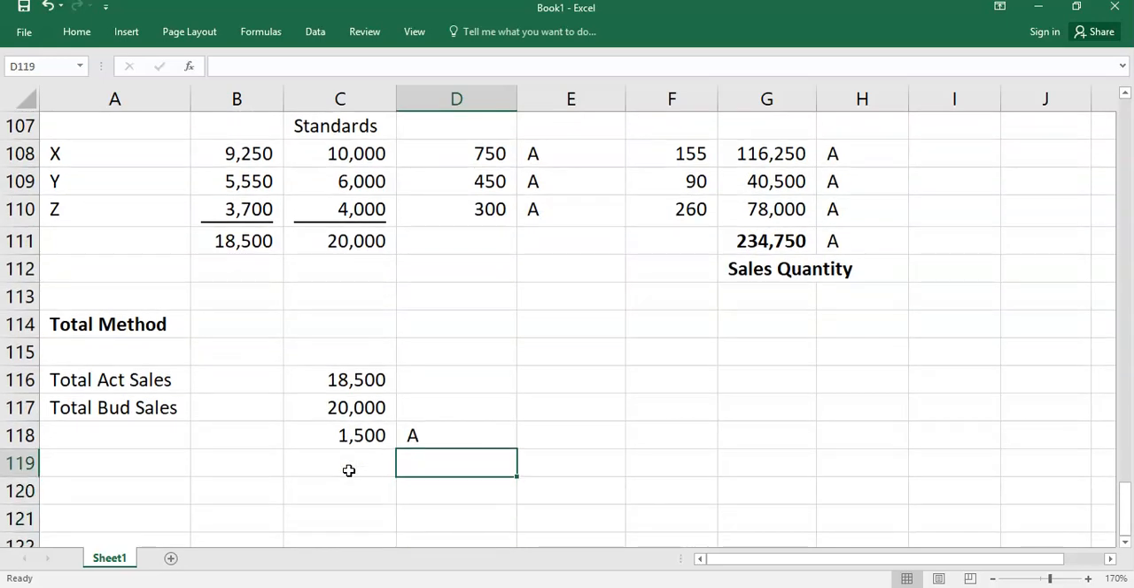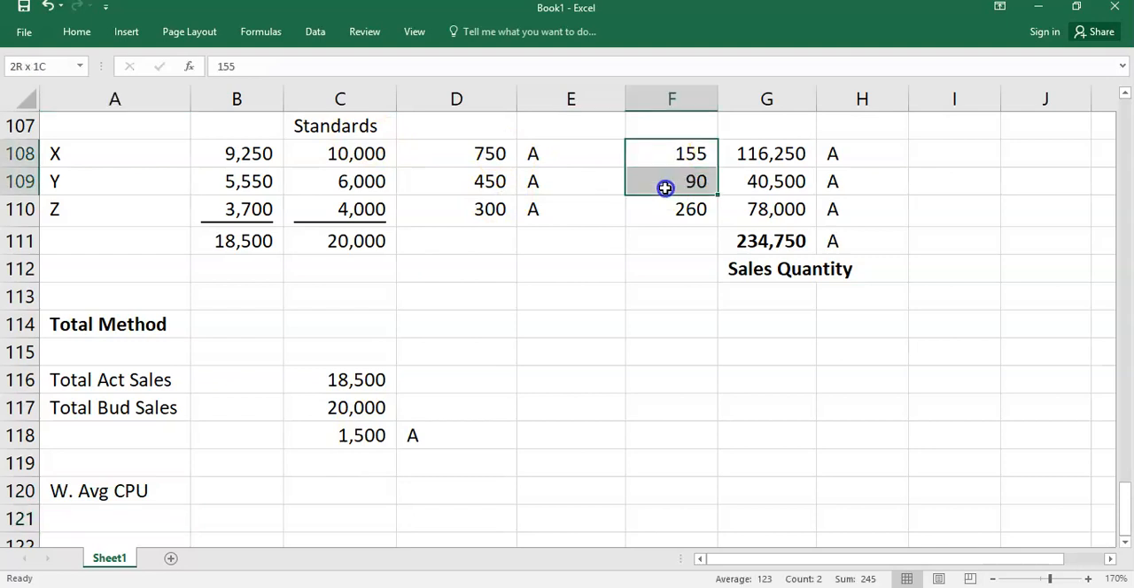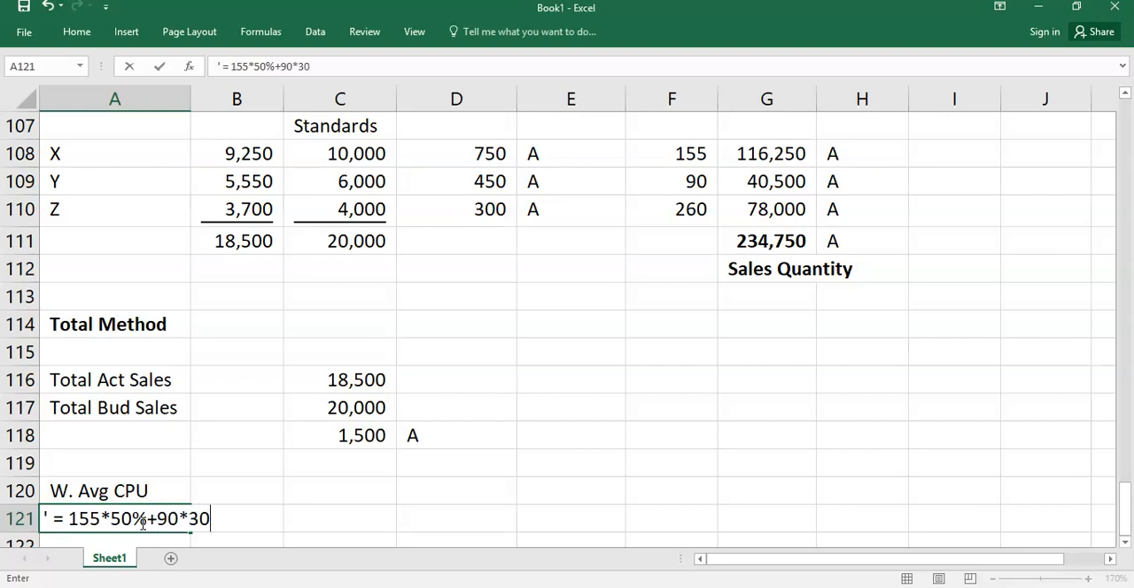Now your trouble is, well, I need to put that in money terms. So what you have to get is the weighted average CPU. So instead of doing them individually, you take the weighted average, which will be made up of 155 for X times 50%, because that's the expected sales mix, plus 90 times 30%, plus 260 times 20%. So again, it's not as obvious where the figures are coming from.